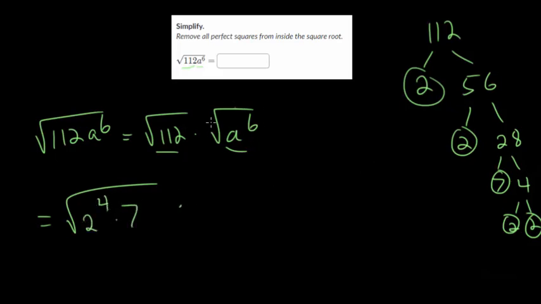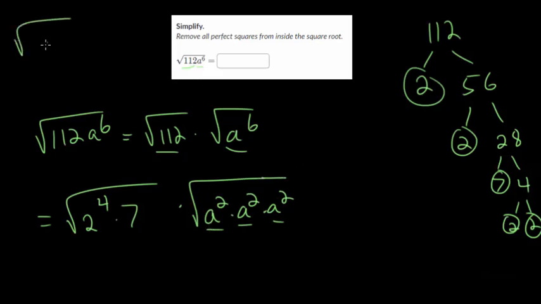And then over here we have root a to the 6th. And when you have variables, you want to rewrite it as a product of that variable squared as many times as you can. So we have a squared times a squared times a squared, since in total you would still have 6 of these a's multiplied together. And for each a squared, the square root of a squared technically is the absolute value of a.